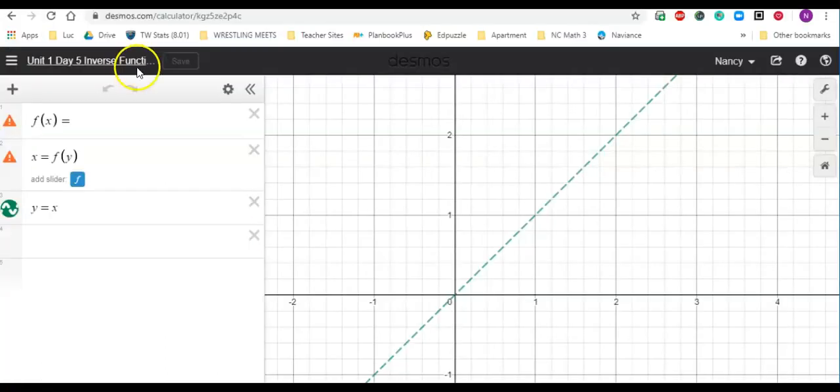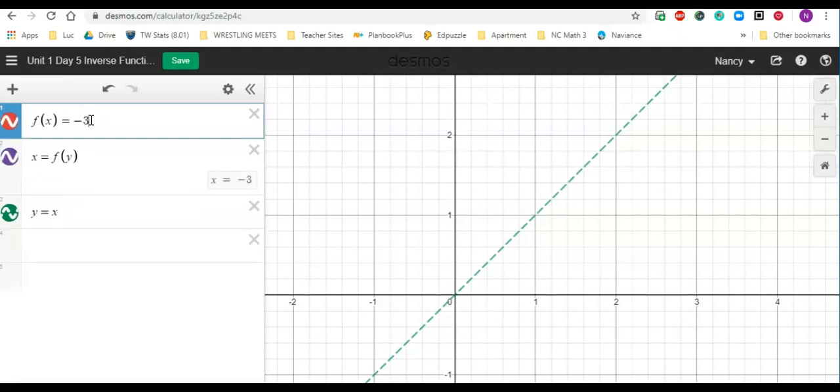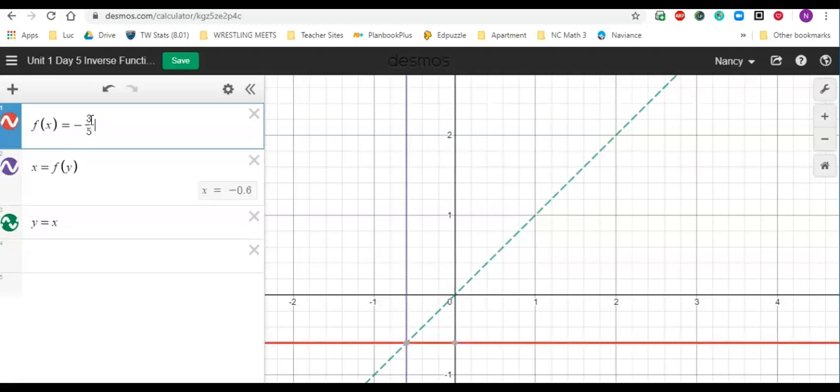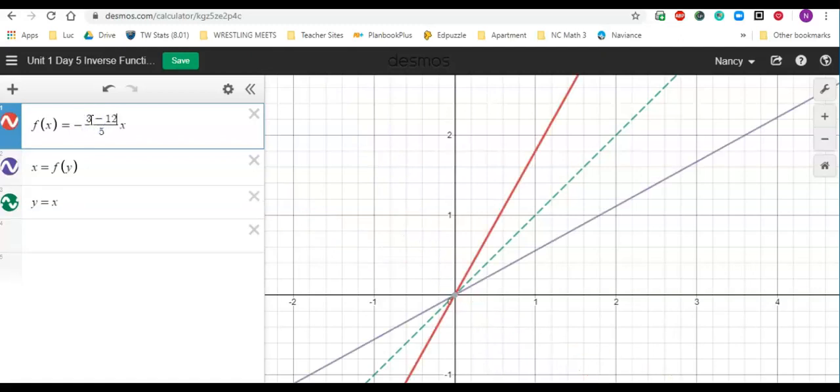So the next section is on inverse functions, and if I go over here to my Desmos, I've opened up my inverse function tool here where I can put in the function and then it'll show me the inverse function. And then what I want to do down here is put in what I get for the inverse function and see if it matches up with the inverse function here. So my function is negative 3/5 x minus 12. The function's in red, the inverse function is in purple.